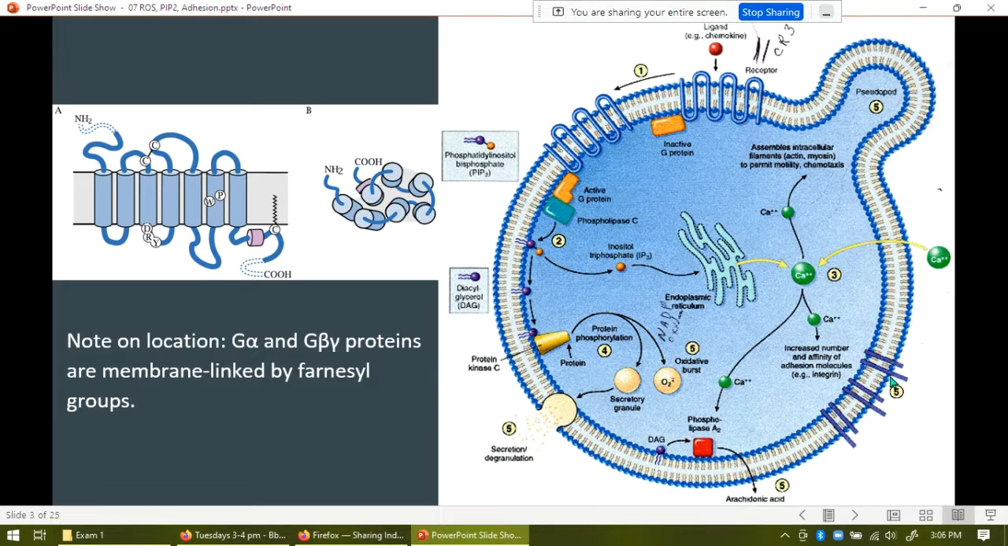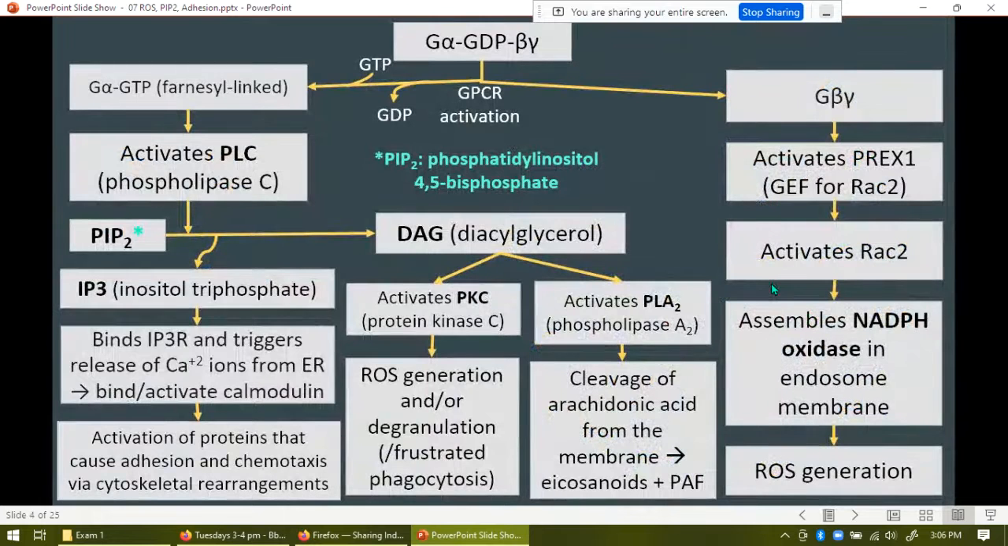This here is the figure that Sanders uses for the PIP2 pathway, and I absolutely despise it because it's really blurry and really kind of confusing. So I made my own, and my own looks more like a wall of text, but it's a lot clearer.